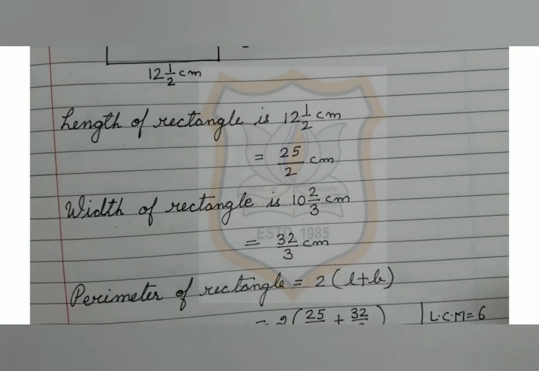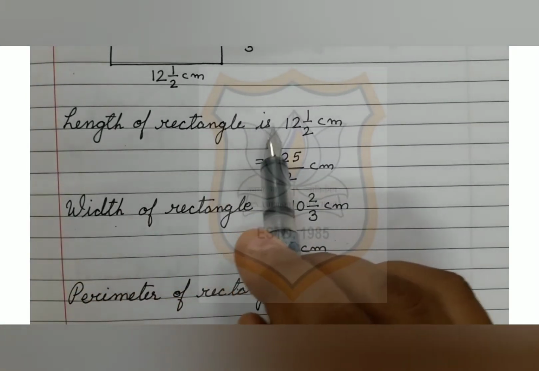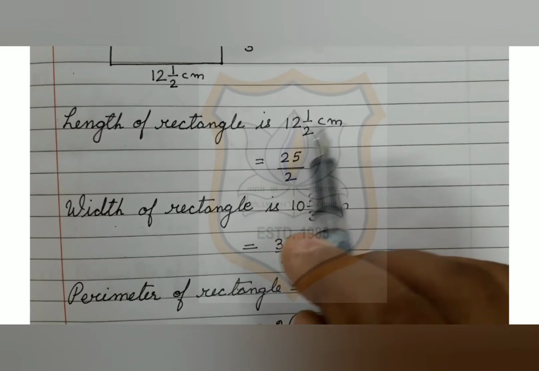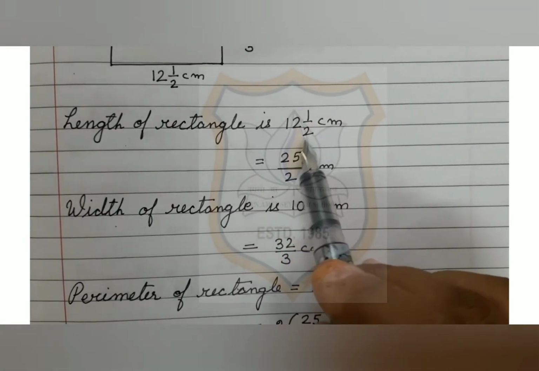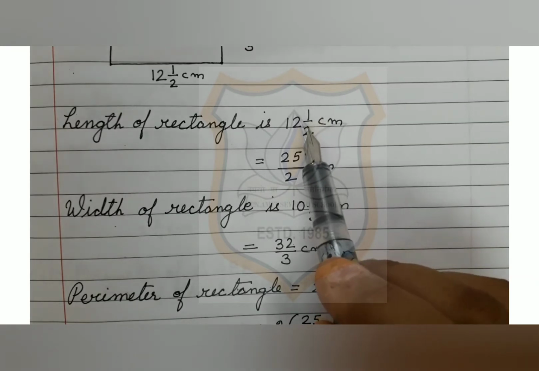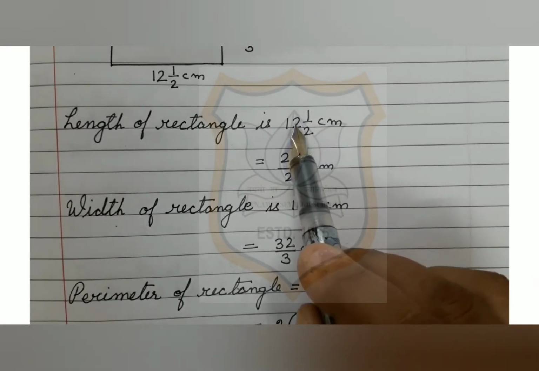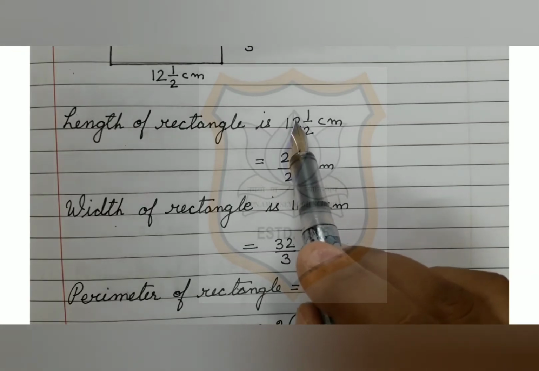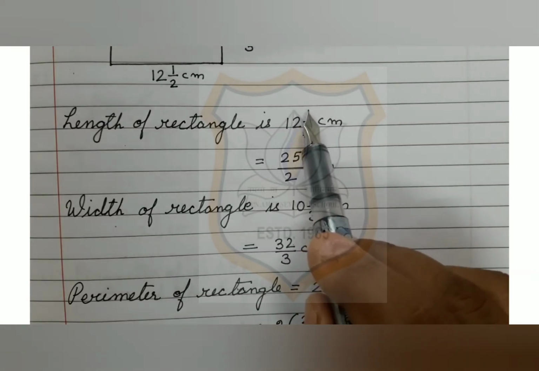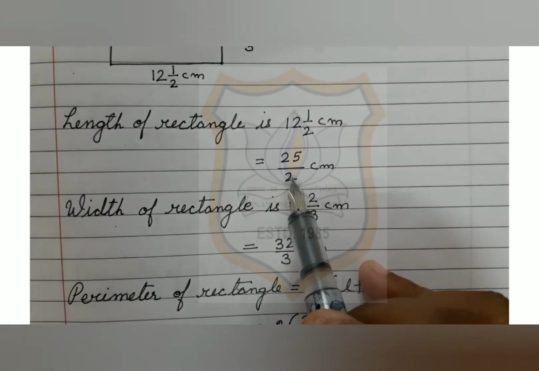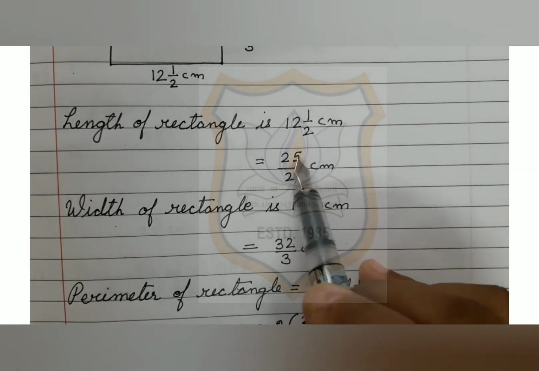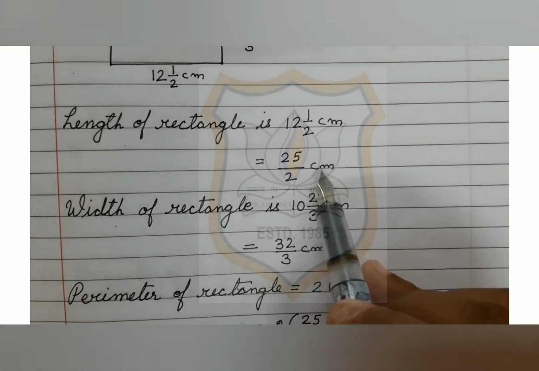So students, the length of the rectangle is 12 integer 1 upon 2 centimeter. Now we will convert this mixed fraction into an improper fraction. For that we will multiply 2 into 12, that is 2 12s are 24. 24 plus 1, that is equal to 25 upon 2. That is the length of the rectangle. The length of the rectangle is 25 upon 2 centimeter.